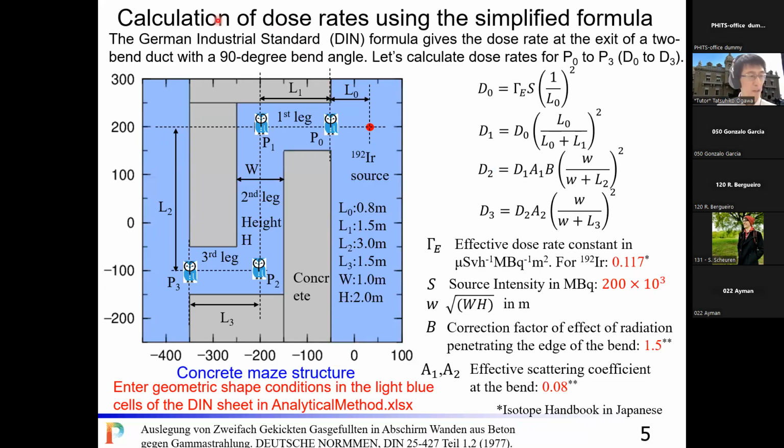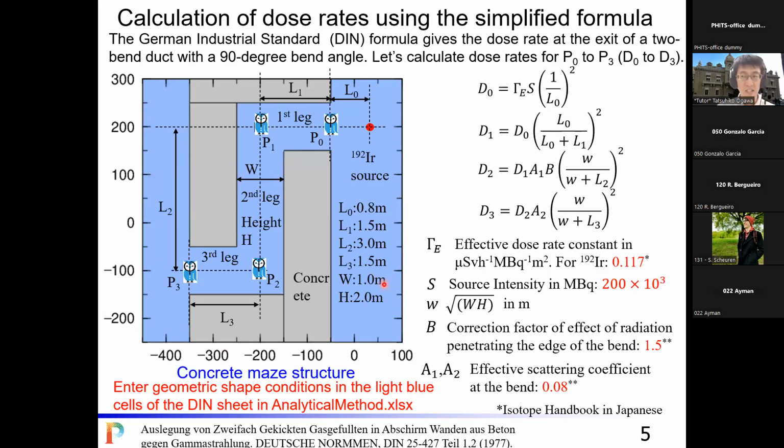The simplified formula is based on a formalization explained in the slide. What is often used is the German industrial standard DIN formula, which gives the dose rate at the exit of a two-bent duct with a 90-degree bent angle. Please see this concrete maze structure.